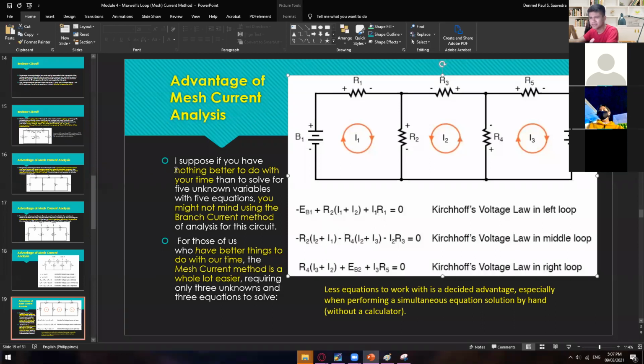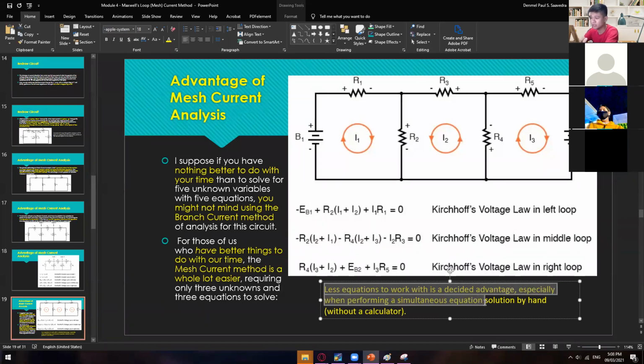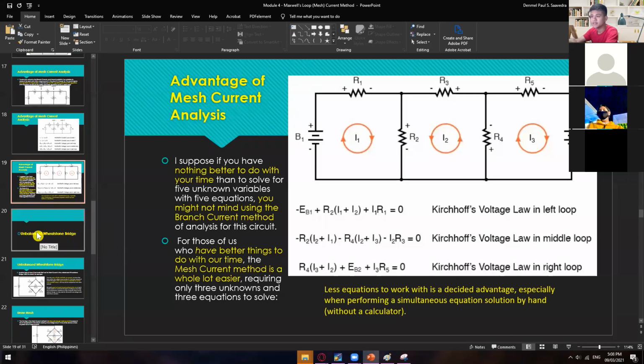Those are just some explanations. I won't read everything anymore since we are now lacking in time. It says fewer equations to work with is a decided advantage, especially when performing a simultaneous equation solution by hand without a calculator. And so, were you guys able to follow up to this point? Those are just equations anyway, or the process behind mesh analysis.